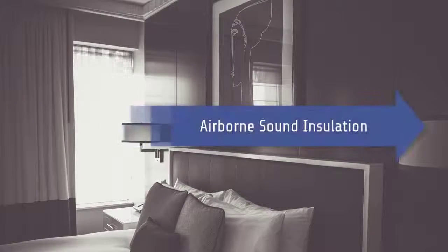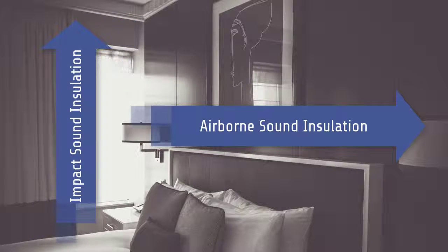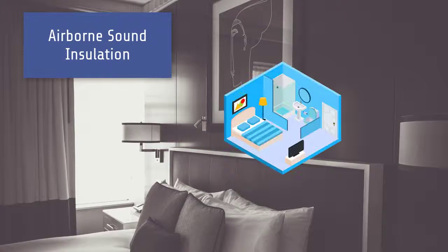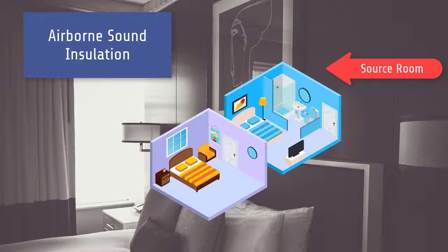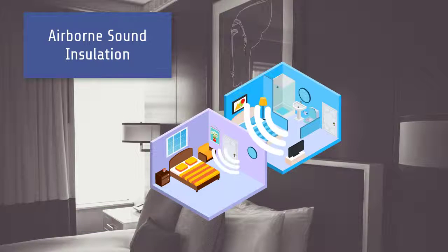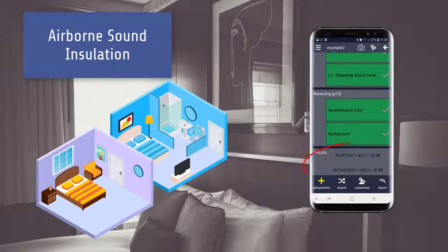Therefore, the acoustic parameters to be measured to describe the sound insulation provided by a wall or a floor are the airborne and the impact sound insulation. The airborne sound insulation between two rooms is calculated from the difference between sound pressure levels in the source and receiving rooms. With the BA Assistant app, you can calculate the standardized level difference and the apparent sound reduction index, involving the area of the common partition, the reverberation time, and volume of the receiving room.